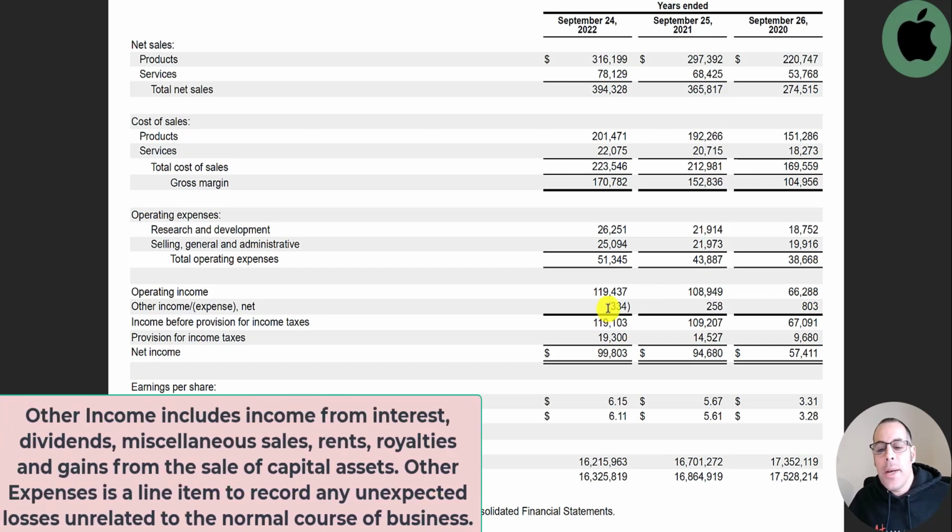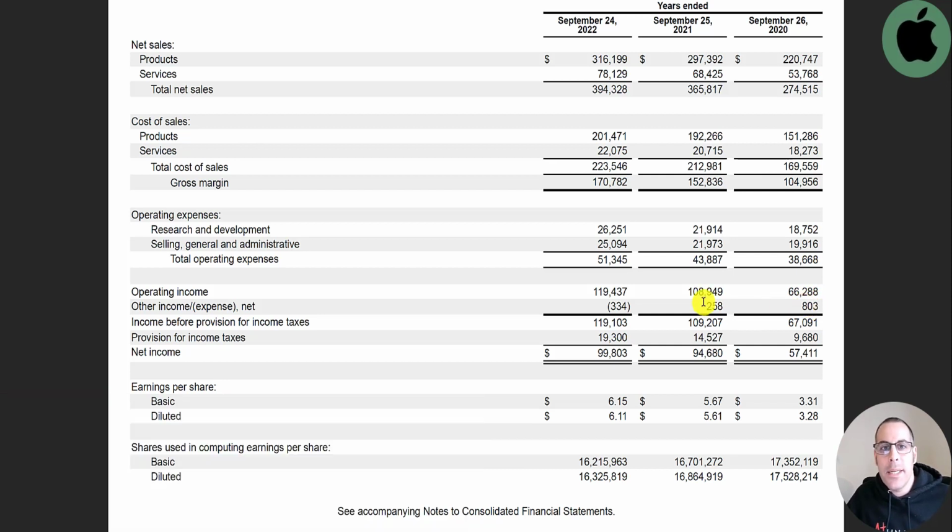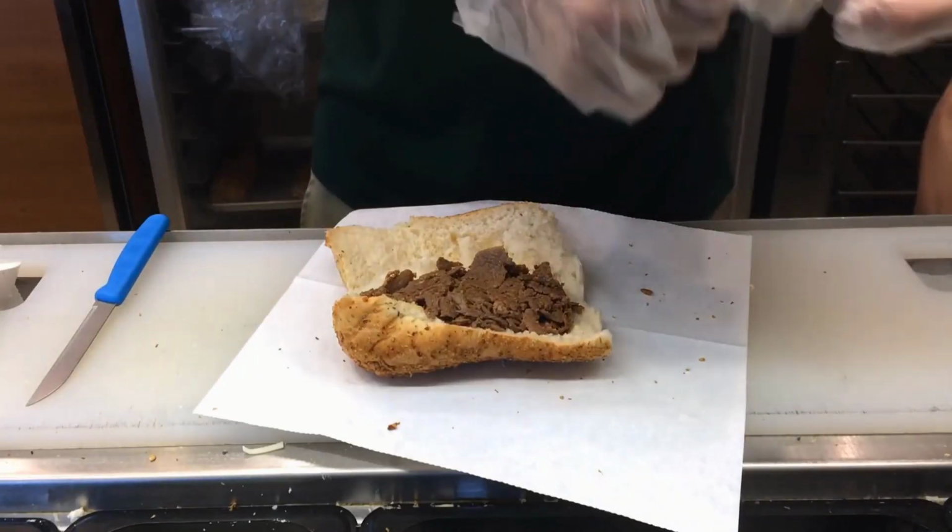And then you have other income and expenses. This is all the gains or losses not part of the company's core operations. And you can see they had a gain of $800 million in 2020, which is a big number, but when you compare it to their operating income of $66 billion, it's more of a rounding error. So this line item is pretty insignificant for this company. But you might be wondering, what is other income and expenses? Let me give you a simple example.